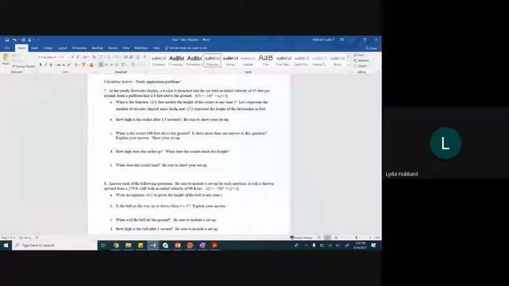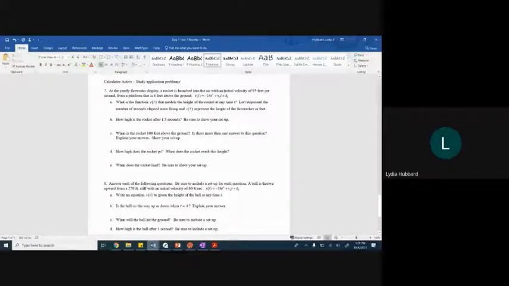So starting with question number 7, at the yearly firework display, a rocket is launched into the air with an initial velocity of 95 feet per second from a platform that is 8 feet above the ground. So this is the formula we have. So what is the function s(t) that models the height of the rocket at any time t? Let t represent the number of seconds elapsed since firing, and s(t) represent the height of the firecracker in feet.